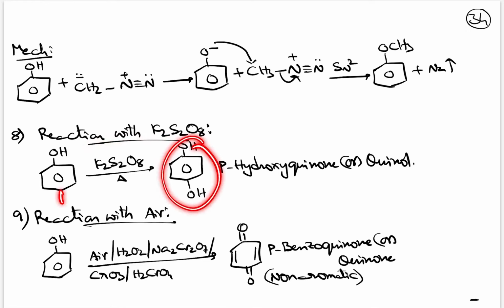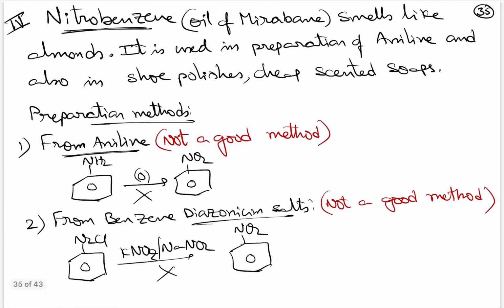Then reaction with K2S2O8, it is used for hydroxylation. Para-hydroxylation reaction will happen to give a para-hydroxyphenol or quinol, and on oxidation by air or hydrogen peroxide or sodium bicarbonate or CrO3 or chromic acid, the ortho and para get oxidized, and we will be getting para-benzoquinone, or quinone in simple terms. It is not an aromatic compound, it is a non-aromatic compound.